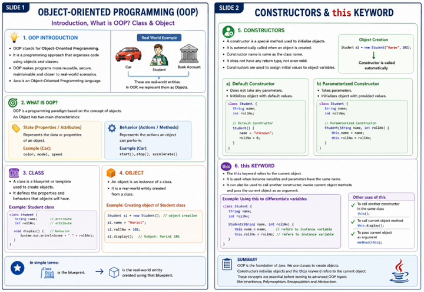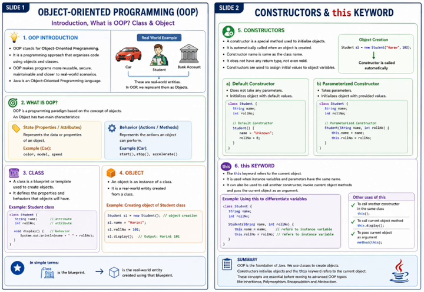Now, let's understand classes. A class is a blueprint or template used to create objects. It defines the properties and behaviors that objects created from it will have. For example, a student class may contain attributes like name and roll number, along with behaviors such as displaying student details.